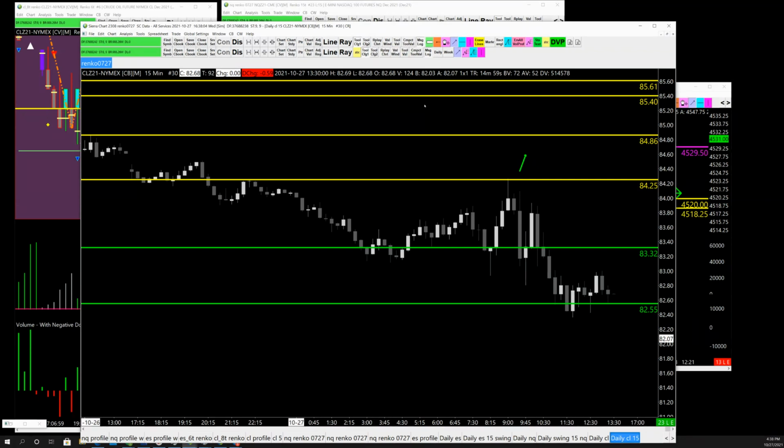The first thing you want to ask is, am I trading at location when that occurs? If I'm not trading at location, so for tomorrow, we know above 84.25, 84.86, 85.40, and 85.61, those are targets to the upside, but they're also targets for potential rollbacks down and profit taking.